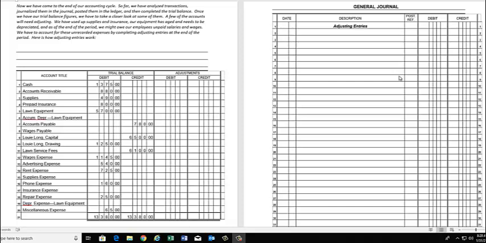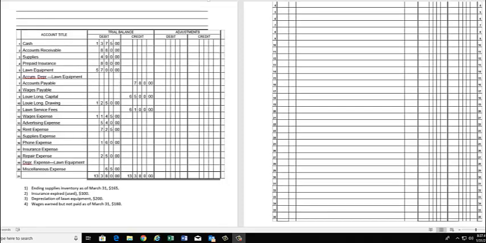We have used up supplies and insurance, our equipment has aged and needs to be depreciated, and as of the end of the period, we might owe our employees unpaid salaries and wages. We have to account for these unrecorded expenses by completing adjusting entries at the end of the period. Here's how those work. First, we'll examine our trial balance to locate the accounts that need adjusting before the financial statements are prepared. The first one we'll look at is the supplies account.